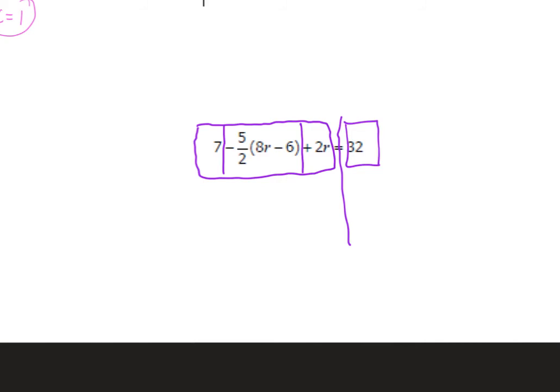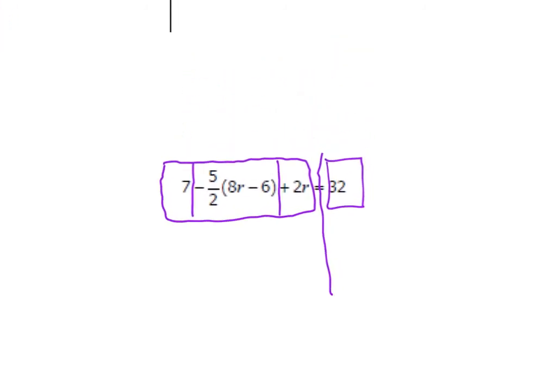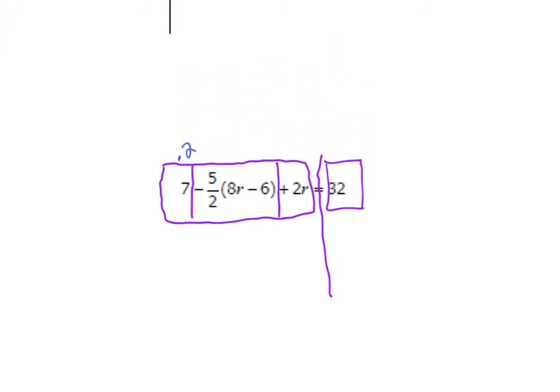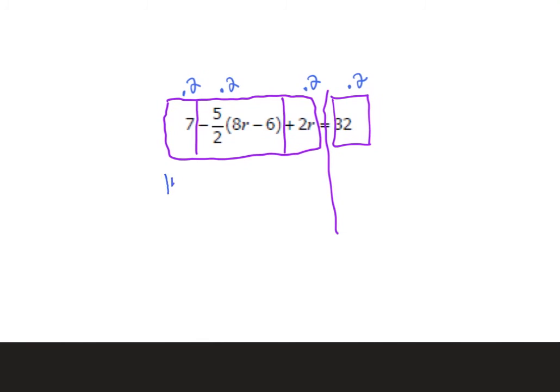So we're going to multiply every term by the least common denominator. Well, we only have one fraction, so we only have one denominator. So we're going to multiply all of these terms by 2. So this is times 2, times 2, times 2, times 2. So 7 times 2 is 14. And then how many 2's are in 2? That would be 1, which is the whole point because we're canceling it. That leaves me with negative 5 outside.